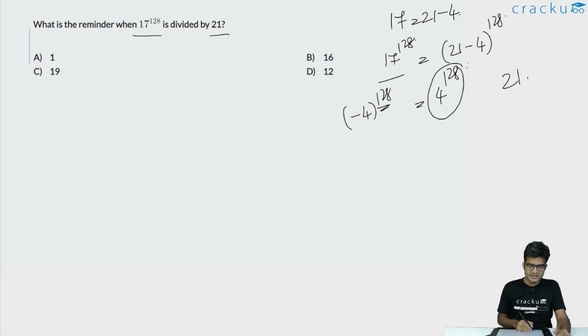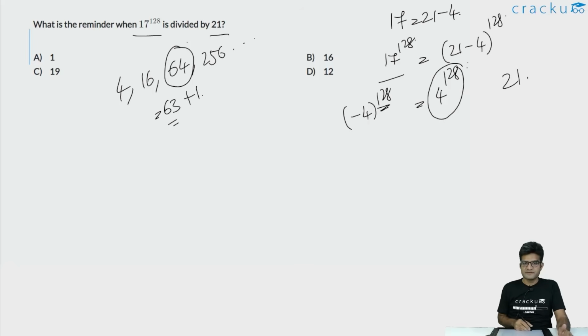We should notice that the powers of 4 are 4, 16, 64, 256 and so on. 64 especially is equal to 63 plus 1, and 63 is a multiple of 21. 63 is 21 into 3. Therefore, the remainder when 4 cube is divided by 21 is equal to 1.